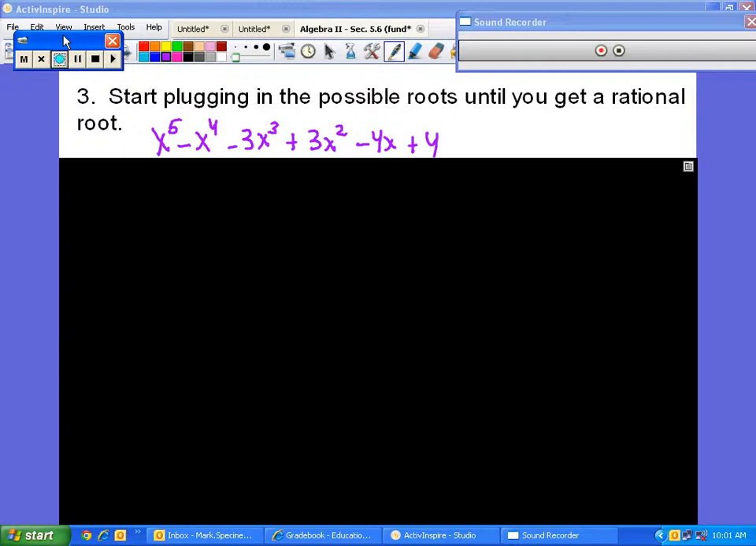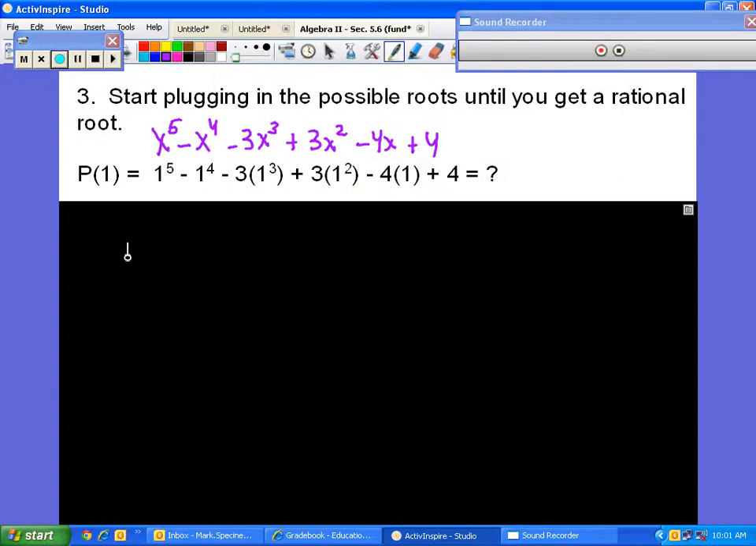So here I've written the equation. And this is what I get when I plug 1 in. That's what P of 1 means. Remember, this is a function. The function is like a machine. We put values into the machine, stir it around, and our function gives us a different value. So here I'm plugging 1 into my function. This is my function. And then this is what I get.